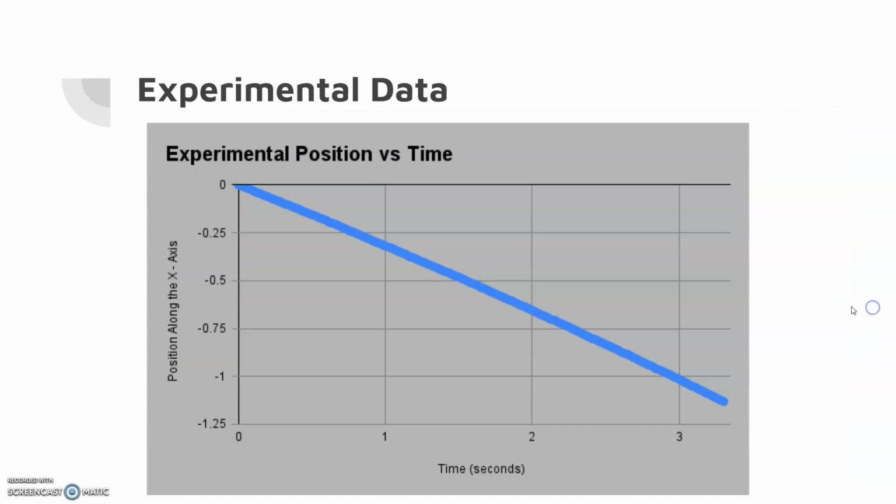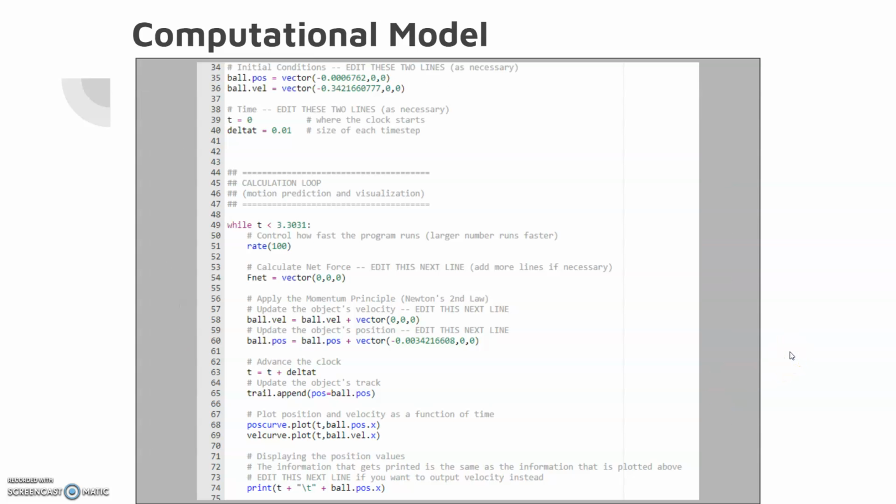And as you can see here, when these points are plotted, you see a negative slope in the position-time graph, and the y-axis is position along the x-axis, and the x-axis is time. And then I use that data to calculate the slope and use that as my velocity in the computational model. So as you can see, I plugged in that velocity in the computational model here and here.